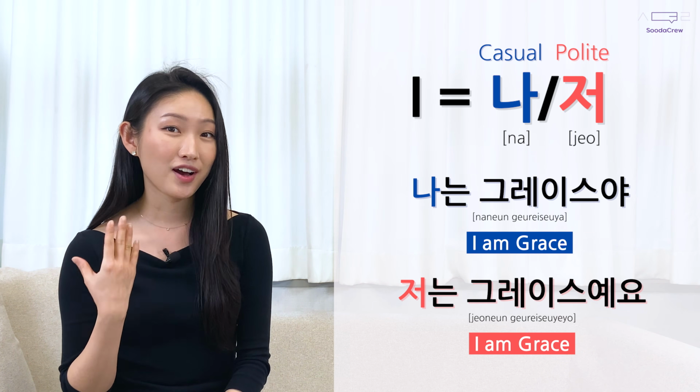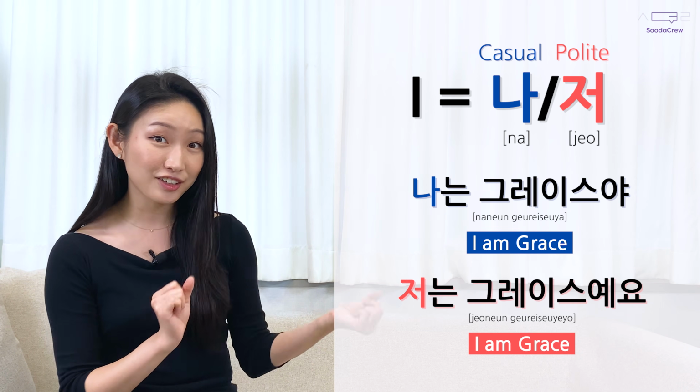Next, if you want to use it in the polite form, you would say 저. 저는 그레이스예요. 저는 그레이스예요. Notice how the entire sentence is in polite form.